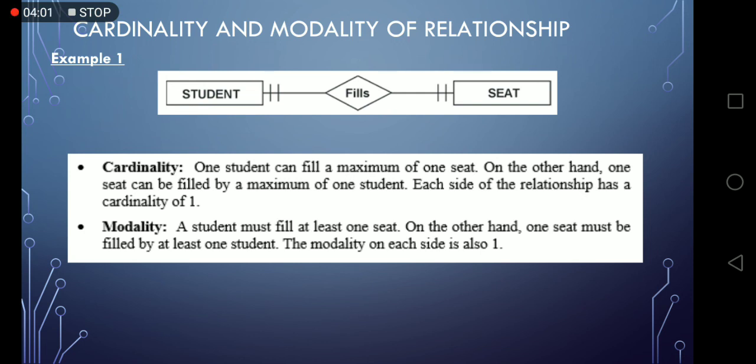Cardinality. One student can fill a maximum of one seat. On the other hand, one seat can be filled by a maximum of one student. Each side of the relationship has a cardinality of 1. Modality. A student must fill at least one seat. On the other hand, one seat must be filled by at least one student. The modality on each side is also 1.